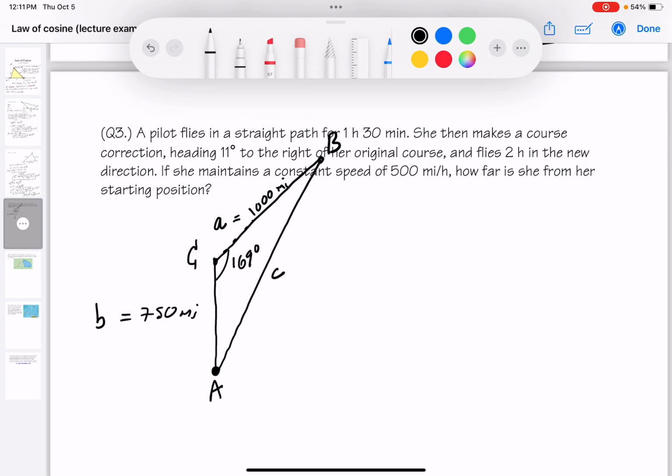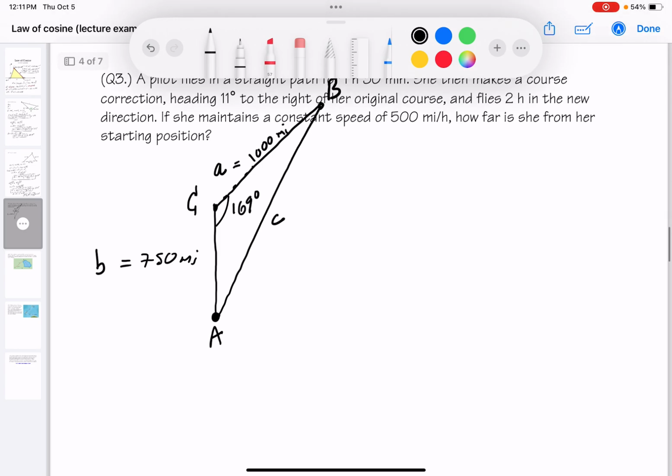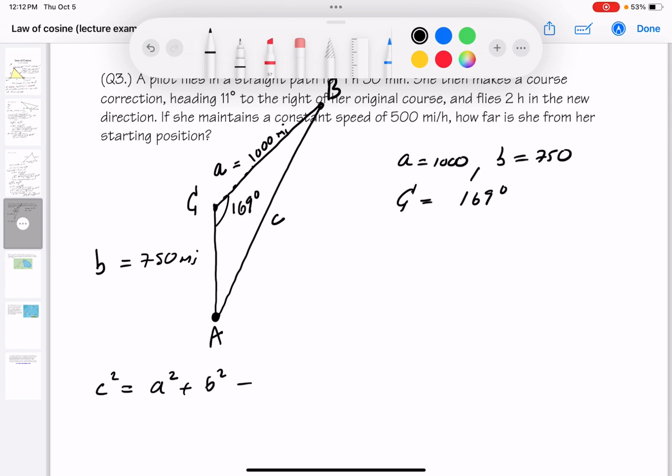Now, I'm not solving the triangle. I just want to know what C is. And what's C going to be? Well, let's write this down. C squared is going to be equal to A squared. I know A is 1,000 miles, so I'll put 1,000 down, and I know B is 750. What else do I know? I know the angle C is 169 degrees. So it's A squared plus B squared minus 2AB cosine of angle C.